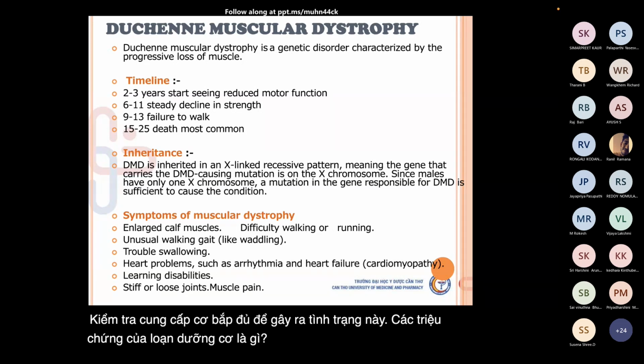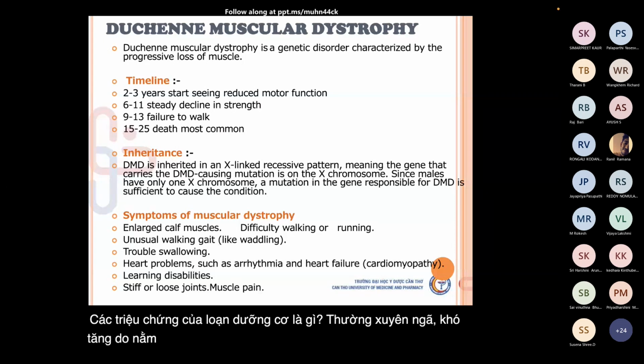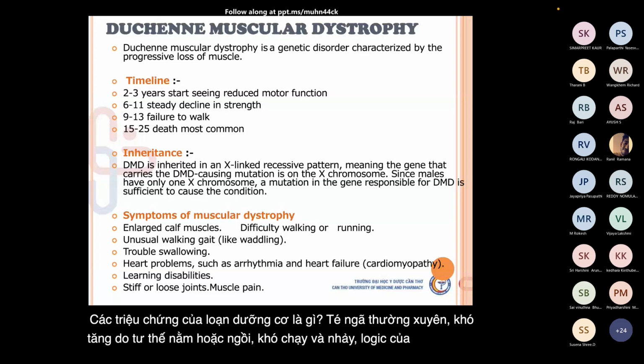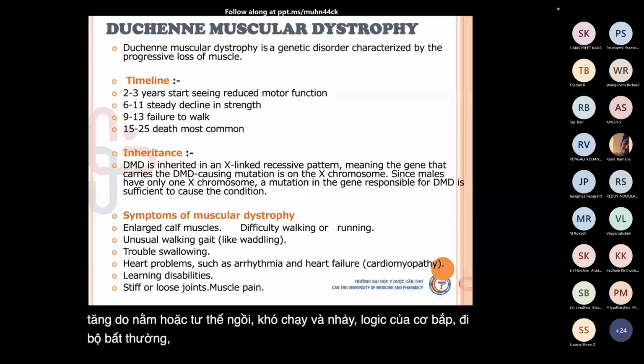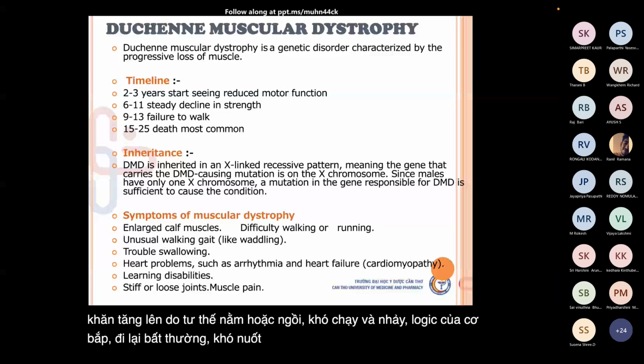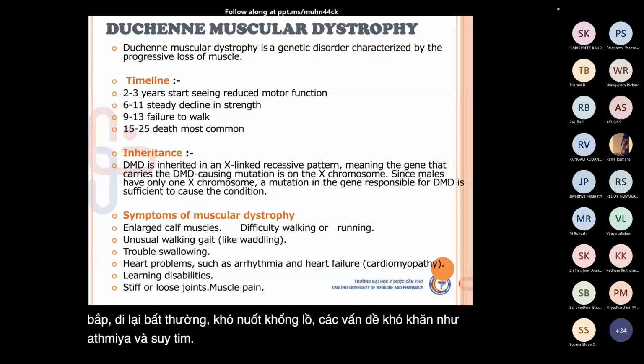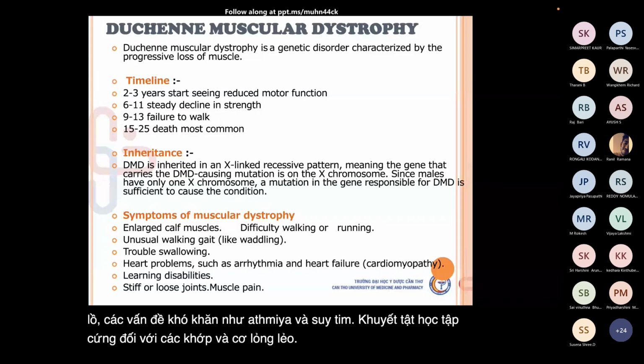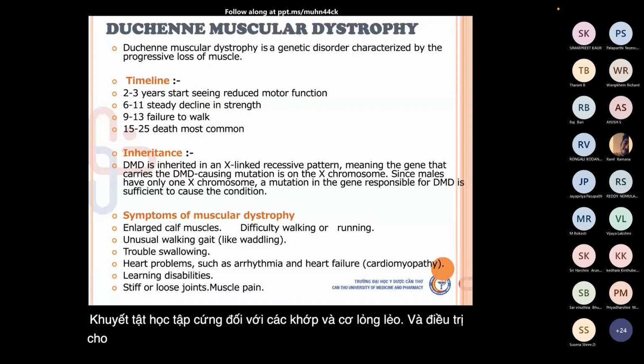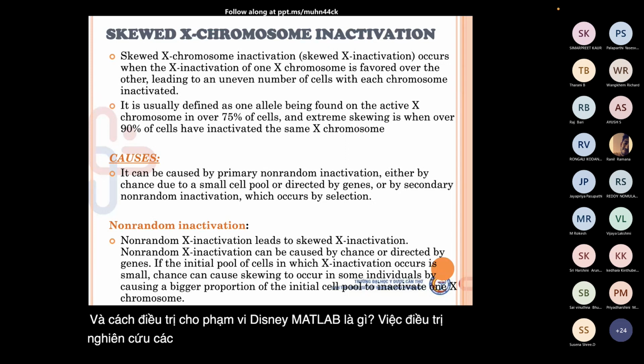What are the symptoms of muscular dystrophy? Frequent falls, difficulty rising from a lying or sitting position, trouble running and jumping, large calf muscles, unusual walking, trouble swallowing, heart problems such as arrhythmia and heart failure, learning disabilities, stiff or loose joints, and muscle pain. What is the treatment? Steroid medications to improve muscle strength and some physical exercises to help overcome Duchenne muscular dystrophy.